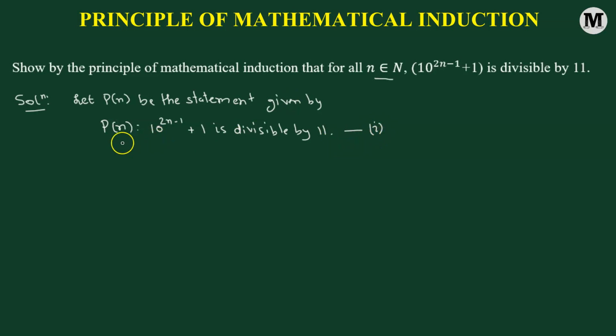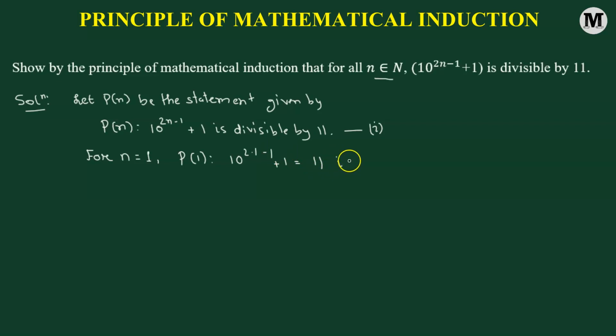Now, in order to prove that this statement is always true, regardless of what natural number n that we choose, we are going to first verify whether it is true for the first natural number 1 or not. So for n equals 1, what we get is P(1). So our statement is now going to become 10 raised to the power of 2 multiplied by 1 minus 1, added to 1. What is this value? So we have 10 raised to the power of 2 minus 1, which is simply 10. So 10 added to 1, that's 11.